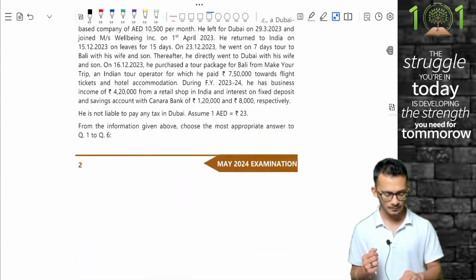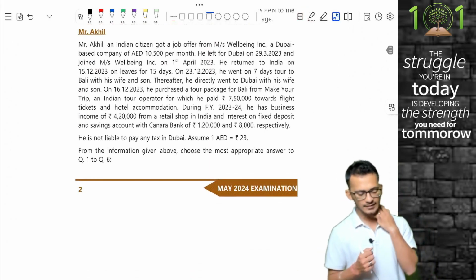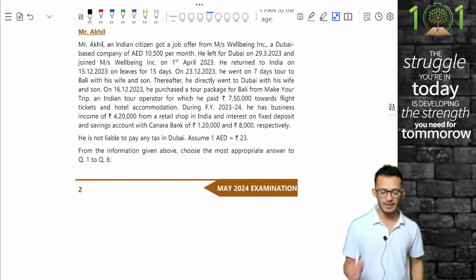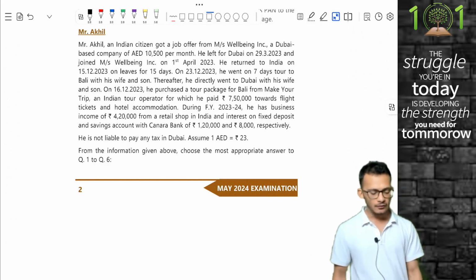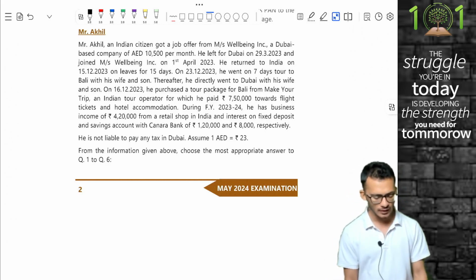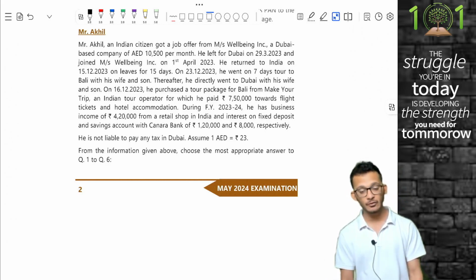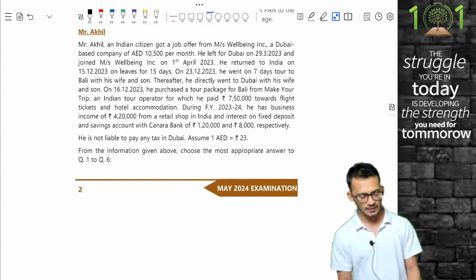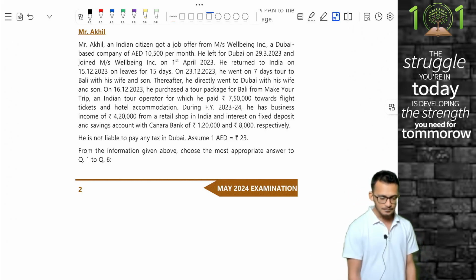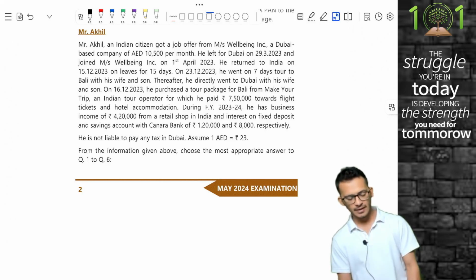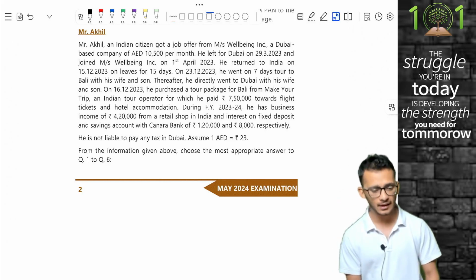Now let's move to Akhil. It says Akhil is an Indian citizen getting a job offer from MS Wellbeing Inc., a Dubai-based company, of AED 10,500 per month. So there is an Indian citizen getting a job offer from a foreign company, 10,500 per month is his salary. He left India on 29 March 2023. Earlier previous year, not relevant for you.